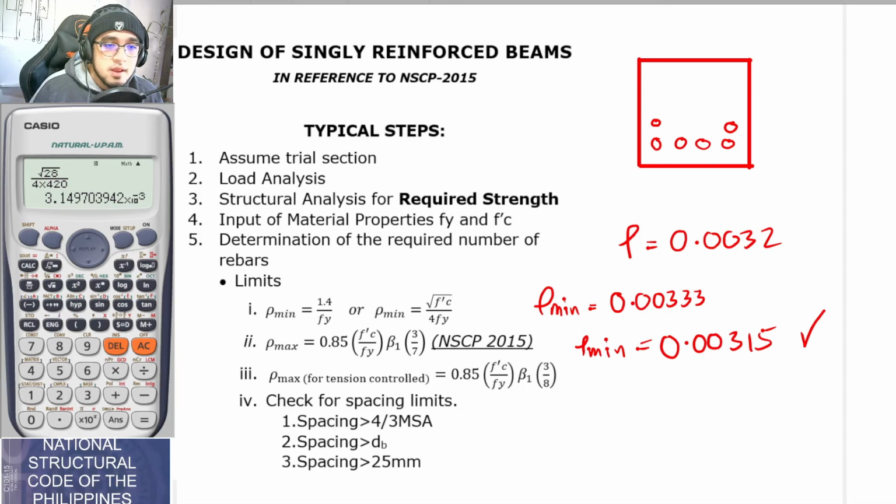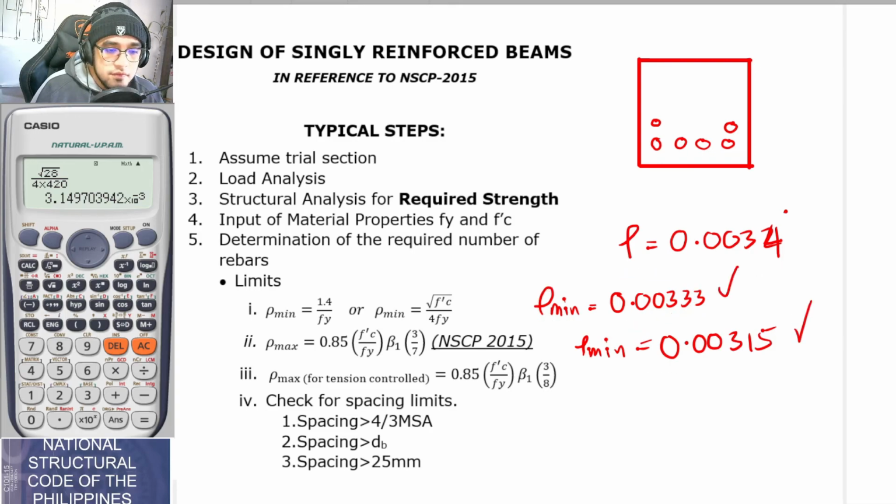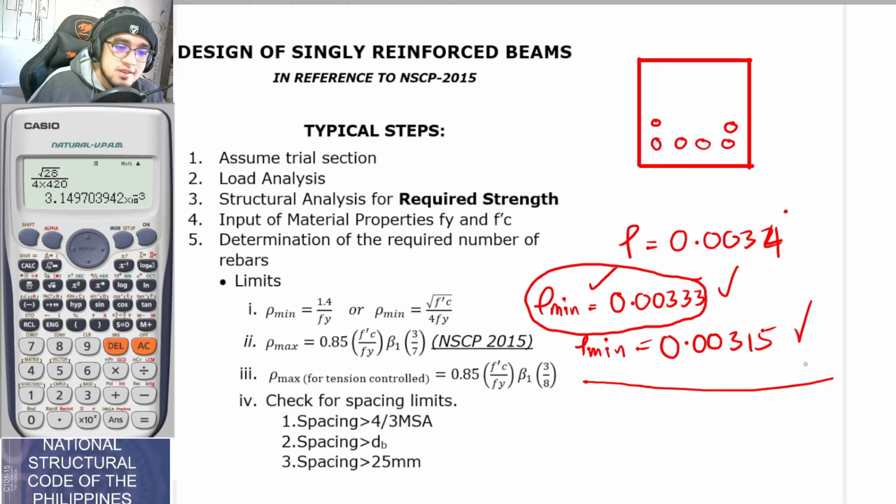And for example, guys, if your steel ratio is 0.0034, so for example, this is 4. So with that, it is to be greater than this and this. So check and check. If you would be using the rho minimum, which is the larger of the two, which is this, if you would be satisfying this, then this part is automatically satisfied. So that is why we would be making use of the larger value here.